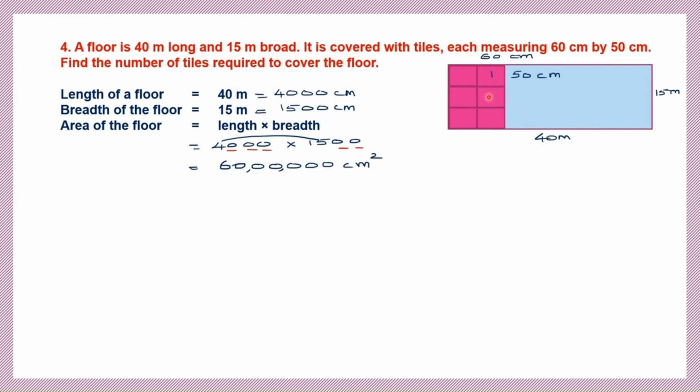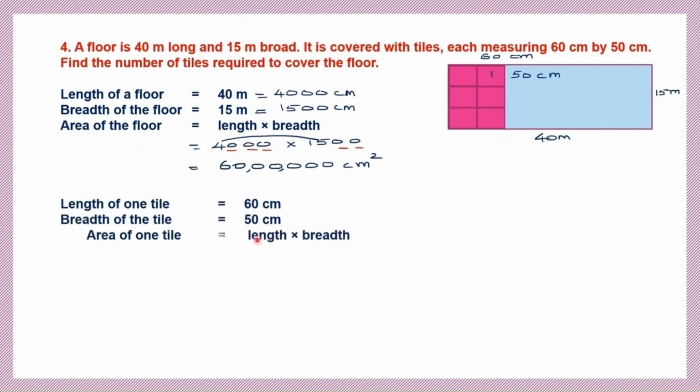Let's find the area of each tile. So here length of one tile is 60 centimeters. Breadth of that tile is 50 centimeters. So let's find area of one tile. So length is 60 centimeters into breadth is 50 centimeters. 60 into 50. 6 fives are 30. Then add the two zeros. So this will be 3000 centimeters square. So the units now are in centimeters square. Both are in centimeters square.